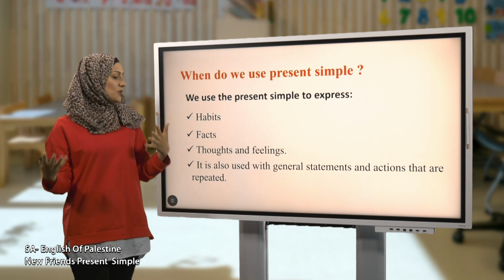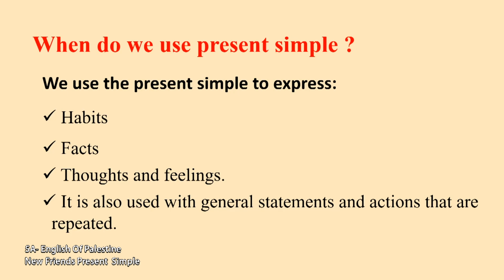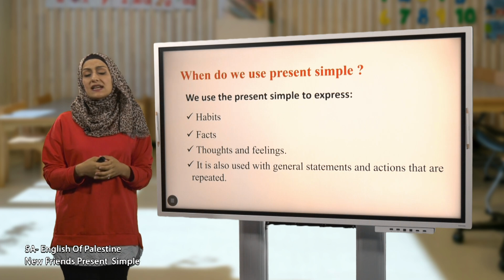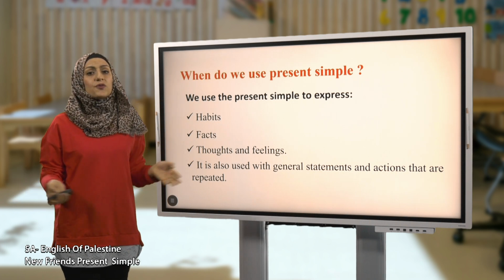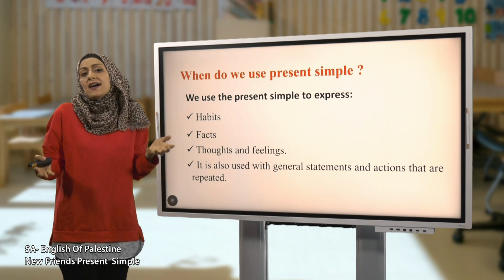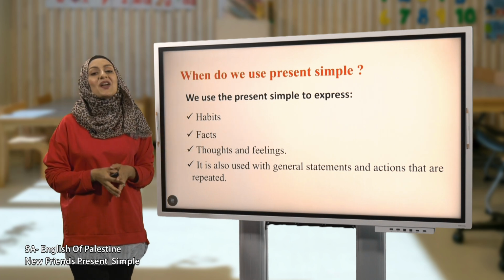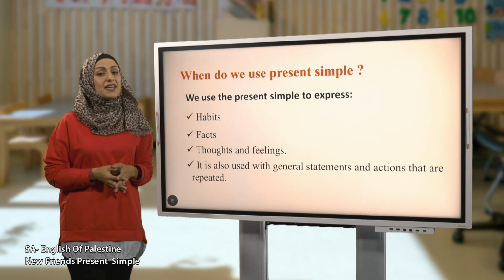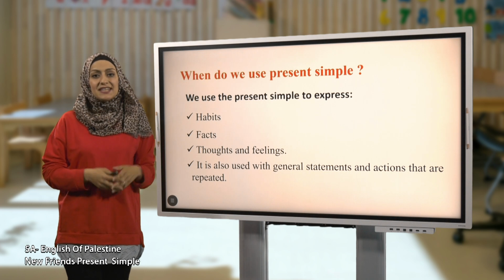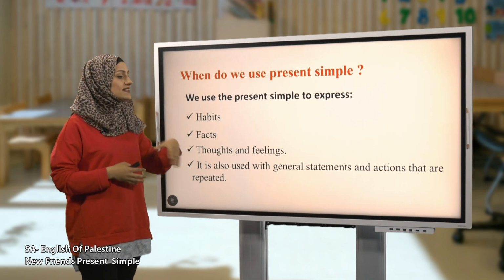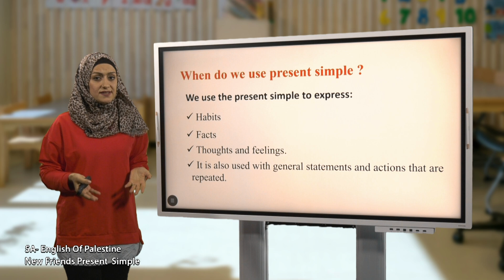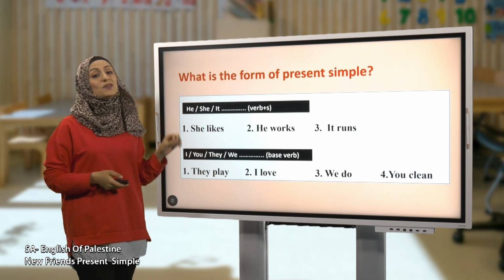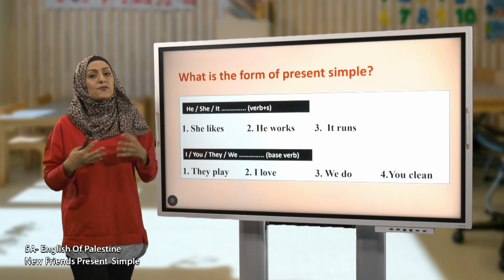Also, when you want to talk about general statements and actions that are repeated, things that happen every day. For example, we have school every day. We go to the library every Saturday. So these are things that happen always. Excellent. Now let's learn the present simple form.